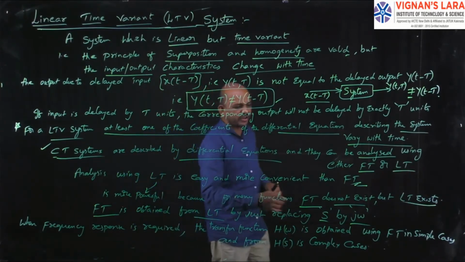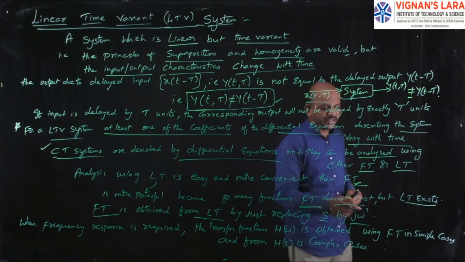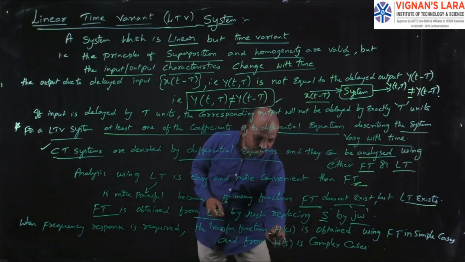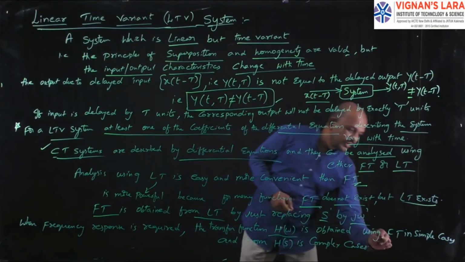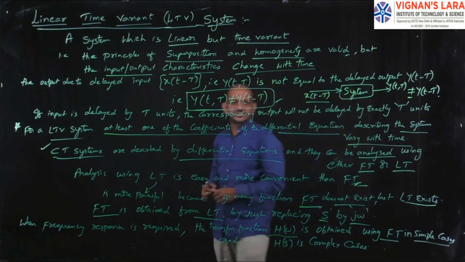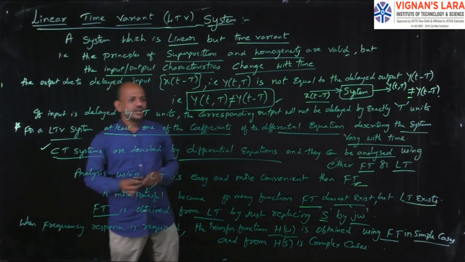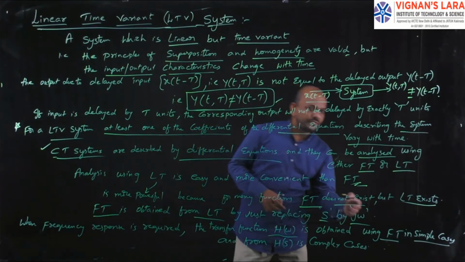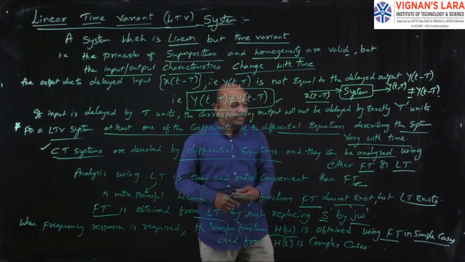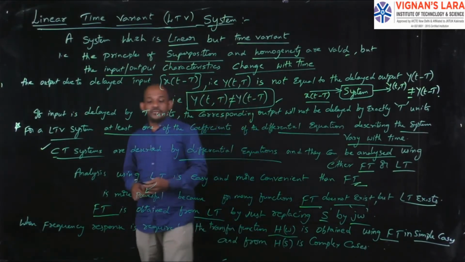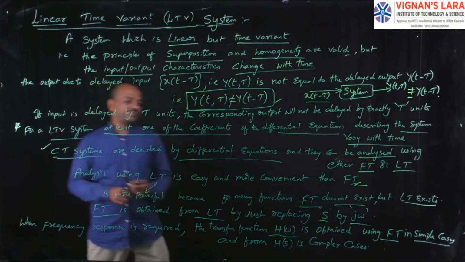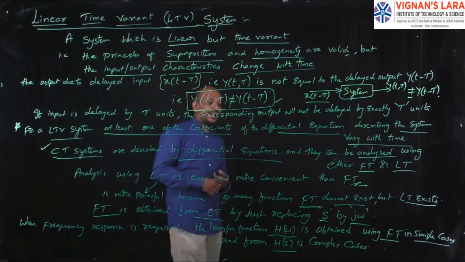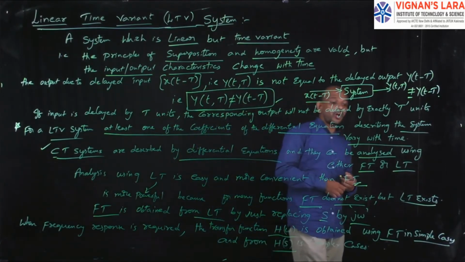That is, the transfer function H of omega is obtained using Fourier transform in simple cases. In simple problems, in simple equations, we will go for finding the transfer function H of omega from Fourier transform. And for this frequency response, I will get the transfer function H of s in complex cases.